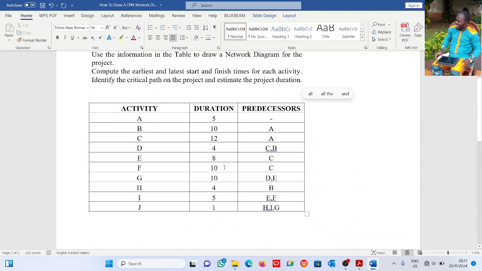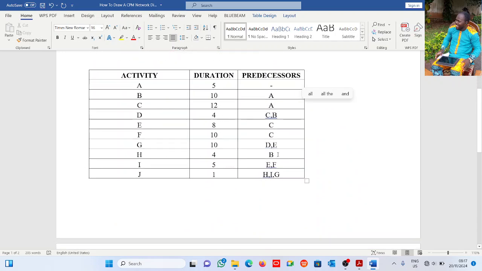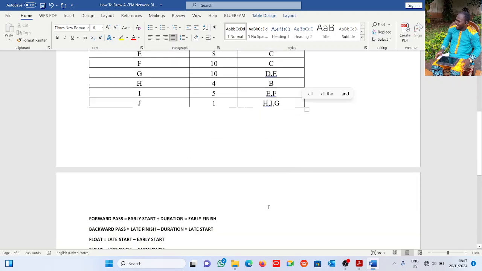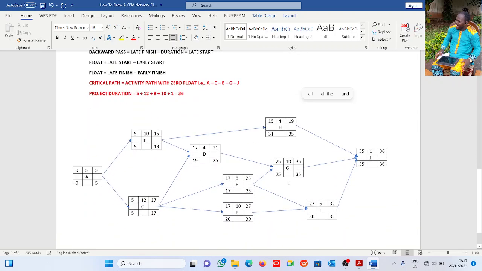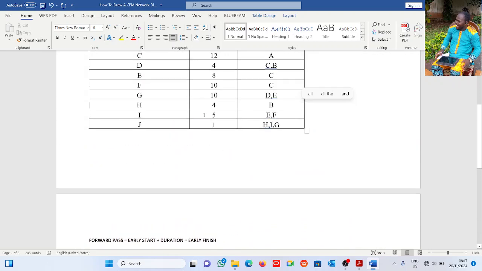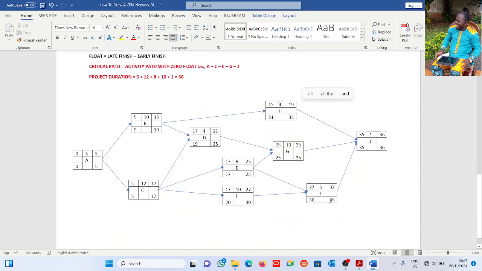Now let's go to the next activity. H has B as predecessor. See activity B here, and activity H has B as predecessor. Now activity I has E and F as predecessors. This is activity I, this is E, and this is F. I has these two as predecessors, so E and F have I as successor. Predecessor means what comes before. Successor means what comes after.